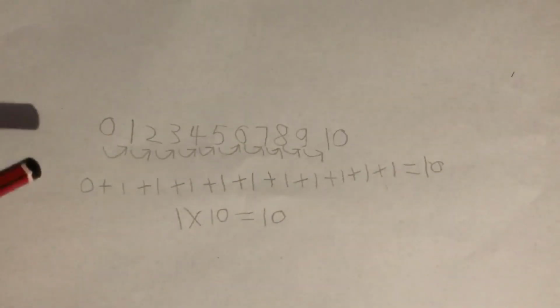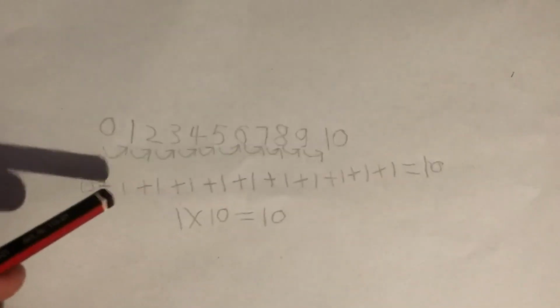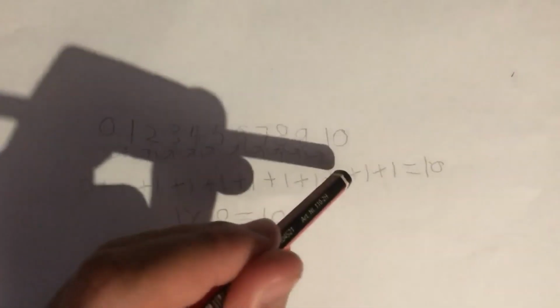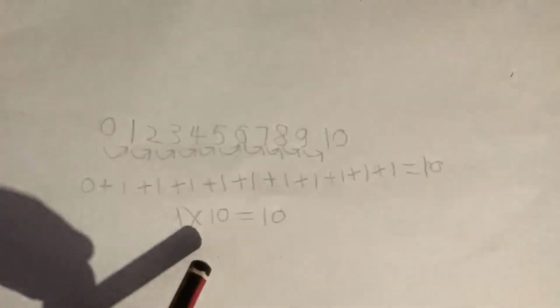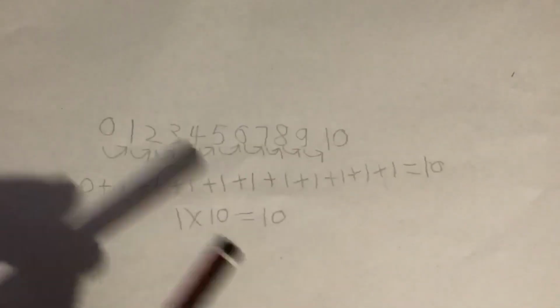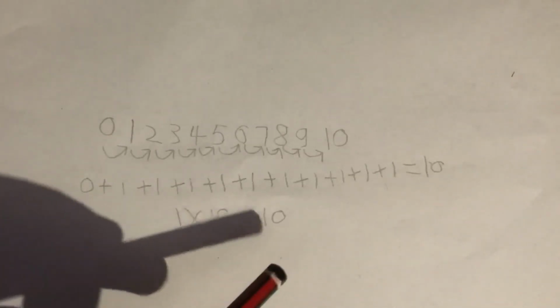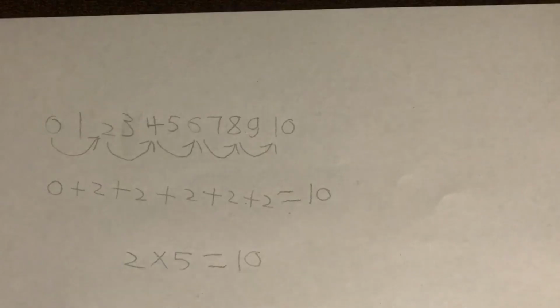This is equivalent of doing 0 plus 1 plus 1 plus 1 plus 1 plus 1 plus 1 plus 1 plus 1 plus 1 equals 10, or 1 times 10 equals 10, so a step size of 1 and 10 steps equals 10.